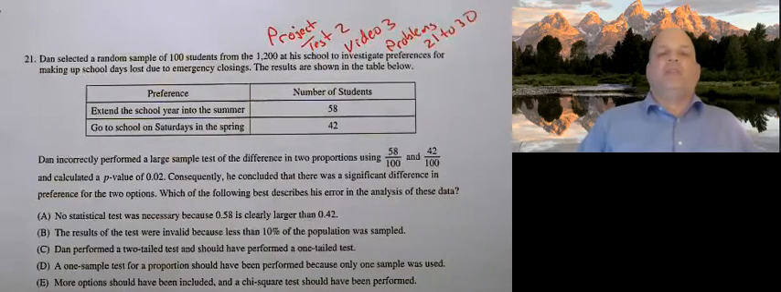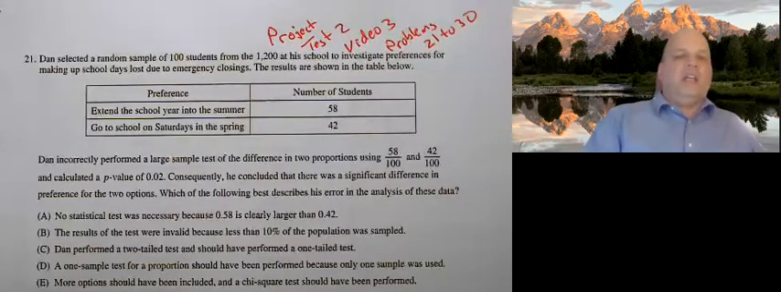Okay, this is project test number 2, and this is video 3, and we'll cover problems 21 to 30. So Dan selected a random sample of 100 students from the 1,200 at his school to investigate preferences for making up school days lost due to emergency closings. The results are shown in the table below.